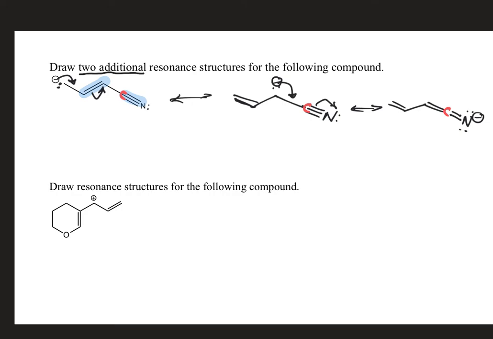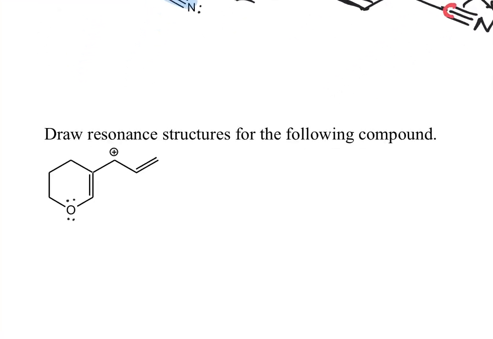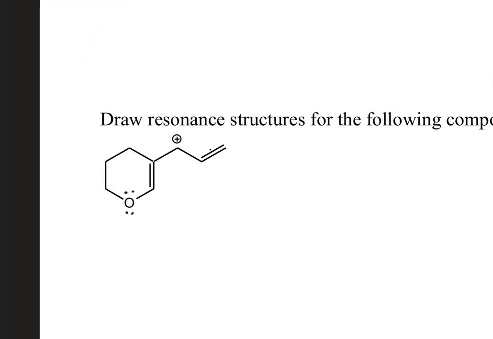All right, at the bottom, draw resonance structures for the following compound. Well, keep in mind, sometimes we leave out lone pairs. So that oxygen there has lone pairs. It just says draw resonance structures. Now, I could move those over and have a resonance structure like this, but that would be terrible because we have adjacent or even bonded carbons that have positive charges. So that is not a good resonance structure. It is awful. So don't do that.